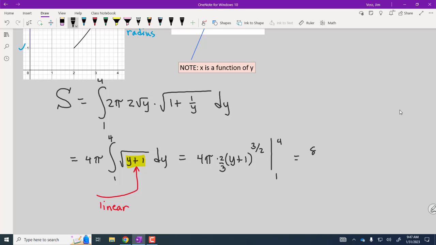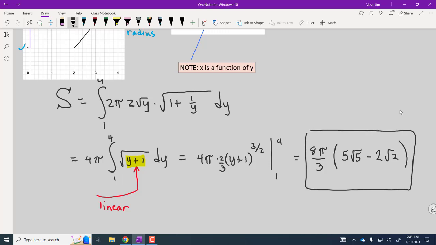So we have an 8π/3 up in front. We plug in the 4. 4 plus 1 is 5. 5 to the 3/2. Usually we write those 3/2 powers like that. 5 to the 3/2 is the square root of 5 times the square root of 5 times the square root of 5. Two of those square roots of 5 turn into a 5 without a square root. And then we plug in the 1. So 1 plus 1 is 2. We have square root of 2 cubed. And again, we usually will write that this way. And we have a 3/2 power.